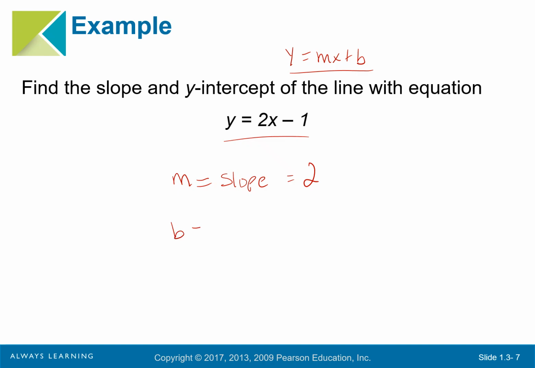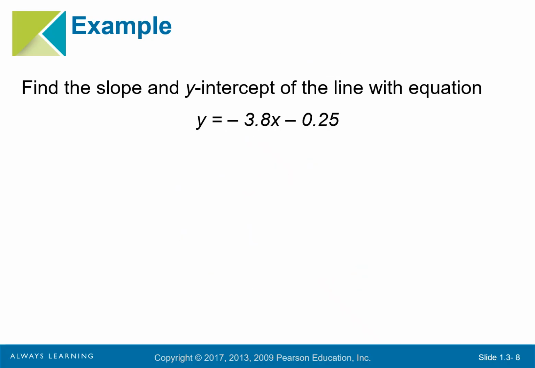Now my b, I have a plus b, and I'm doing a plus -1 here. So my y-intercept is not -1. My b equals -1. My y-intercept is the point 0, comma, -1, right? Y-intercepts are points, so 0, comma, -1. And that's it. You're going to have a few of these on the homework.